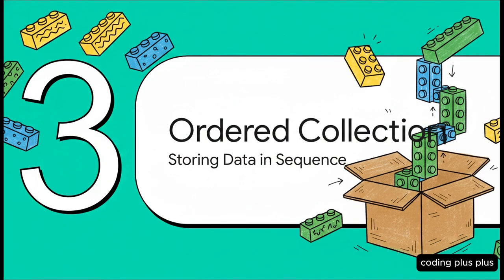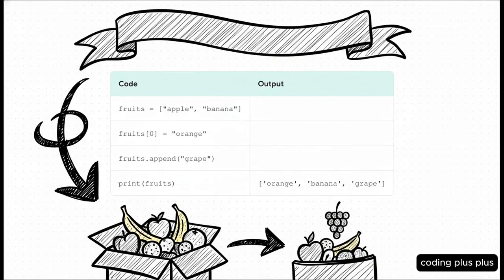So we've got our individual Lego bricks, our strings, our numbers, our Booleans. But what if we need like a box to hold a bunch of them together in a specific order? Well, that's exactly what sequence types are for. The most popular container by far is the list.